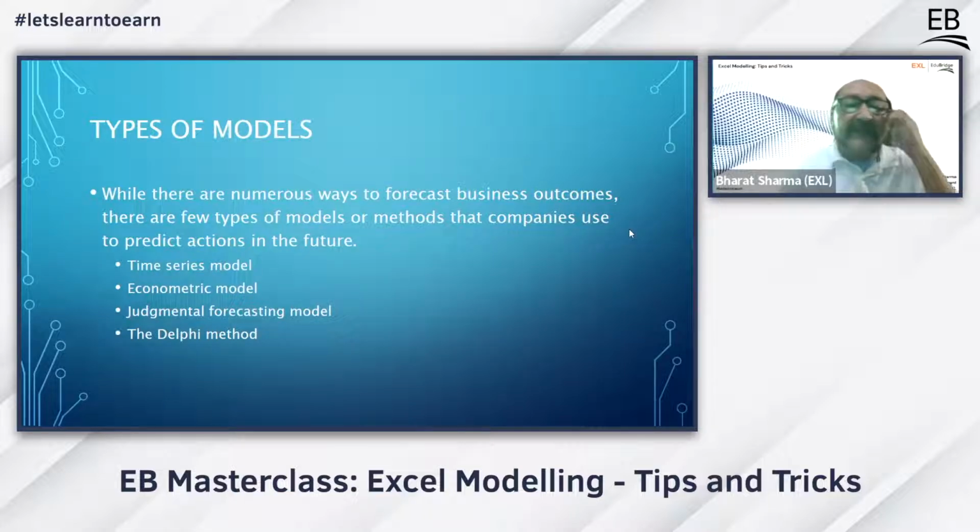Then we also have econometric models. Okay, mostly used by economists to predict the outcomes. Then there is something called judgmental forecasting models. Now, judgmental forecasting models do not take a lot of data into consideration, but a lot of judgment from experienced people is taken into account to predict what the future would look like. And then there's something called the Delphi method. So we'll look at the Delphi method. The Delphi method also has to do with judgmental forecasting models.